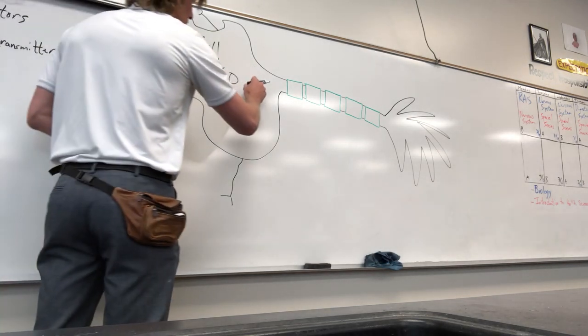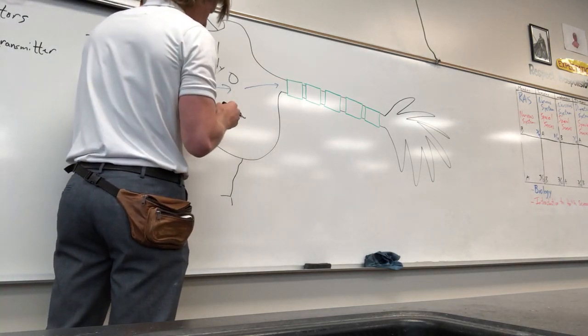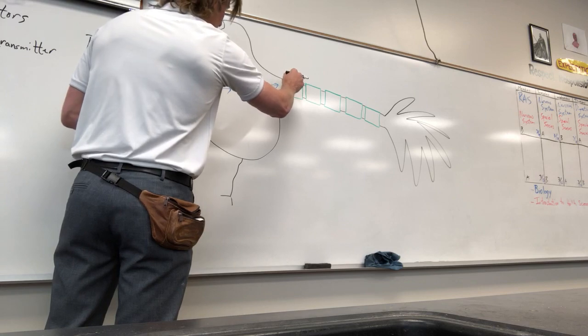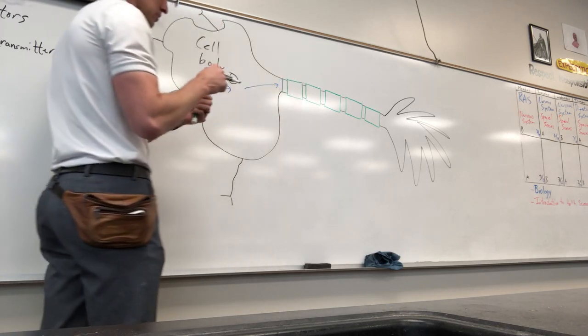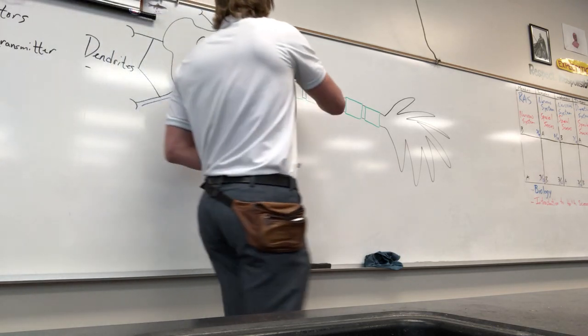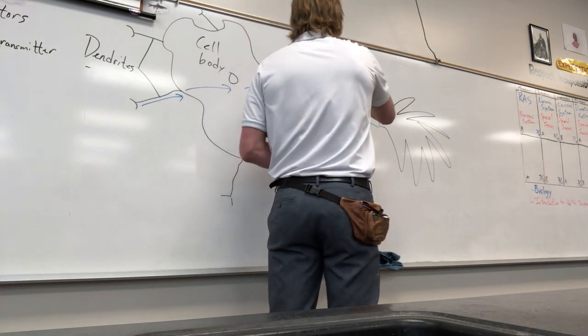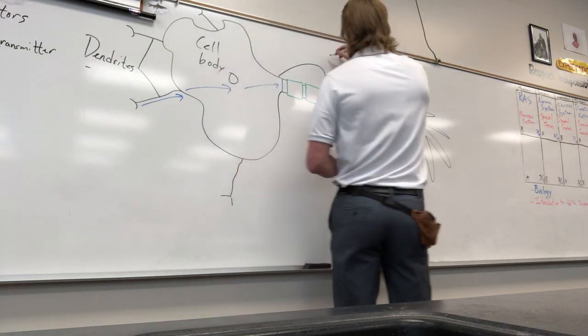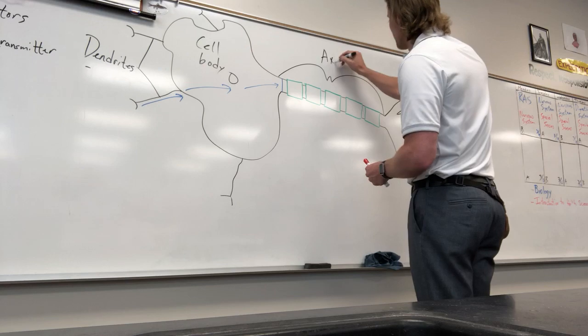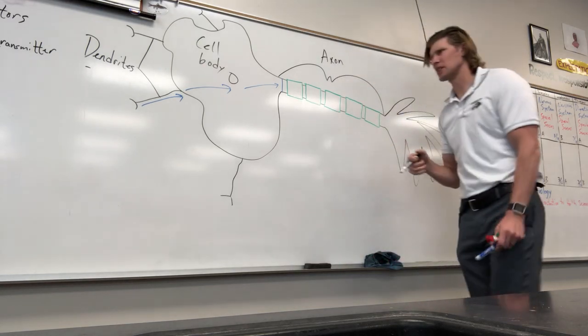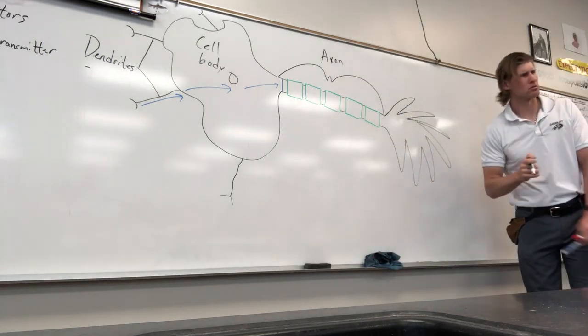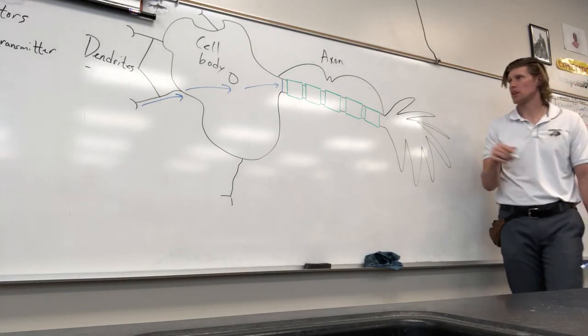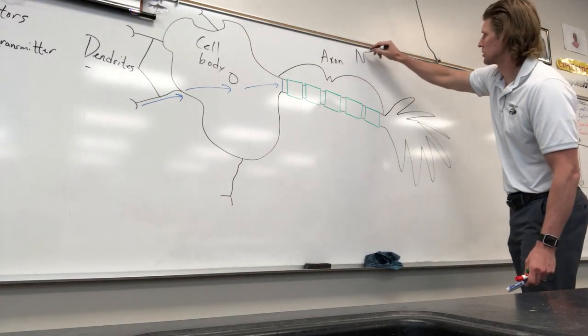It's going to get to this point right here, and there's like a gate here that needs to be opened, and we'll talk about that a little bit more. Then the nerve impulse, once the gate opens, it moves down the axon. That's the axon. So your neurons are pretty long, so this whole thing is a neuron.